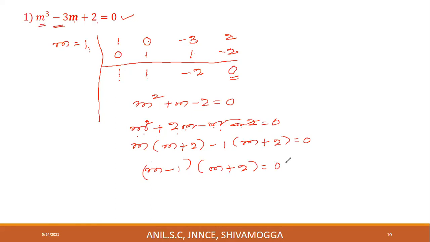Product of these two terms is equal to 0 implies at least one of the two terms is equal to 0. That is either m minus 1 is equal to 0 or m plus 2 is equal to 0 or both equal to 0. If m minus 1 is equal to 0, then m is equal to 1. If m plus 2 is equal to 0, then m is equal to minus 2. So collectively we have three roots here: m is equal to 1, m is equal to 1, and m is equal to minus 2. All the three roots are real. Two roots are coincident and one root is a distinct root.